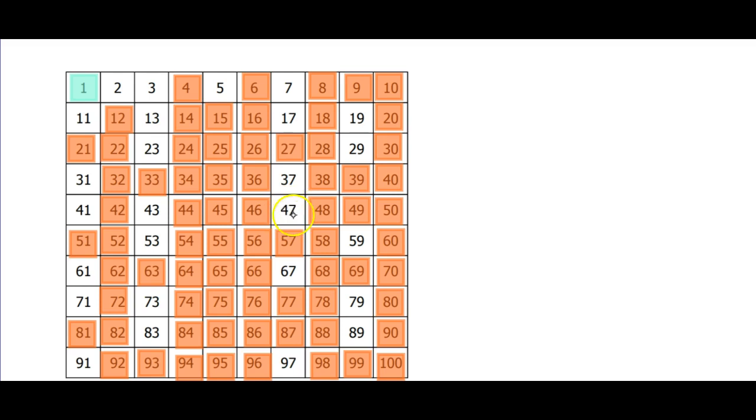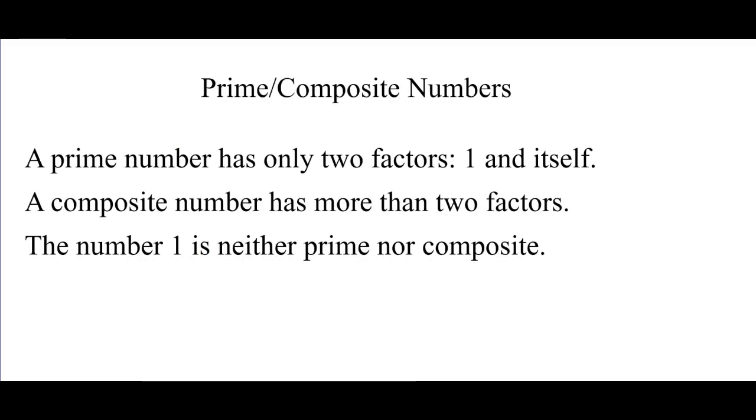I can't make 47 any other way other than multiplying 47 and 1. 48, though, I could do 2 and 24, 6 and 8. There's 3 will go into it. There's lots of ways I can make 48. Only one way I can make 47, and that's 1 and 47. So that brings us to our definition of what a prime number is. And so a prime number has only 2 factors, 1 and itself.